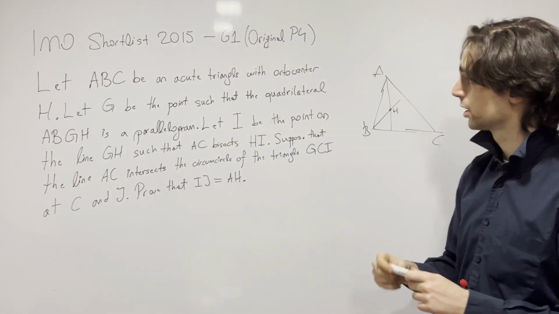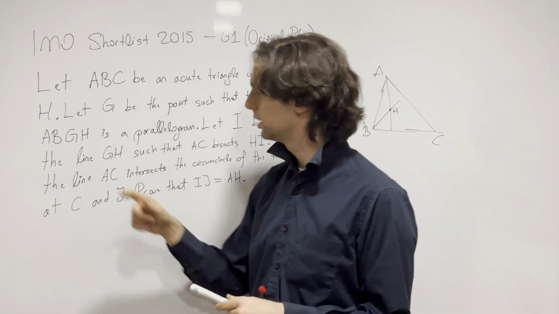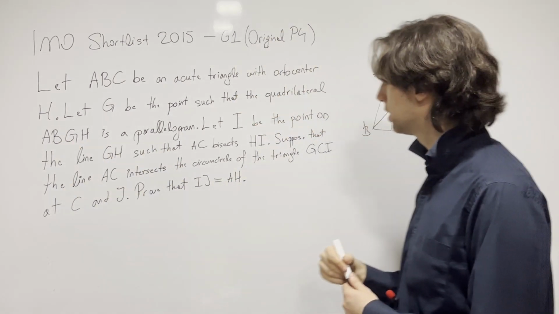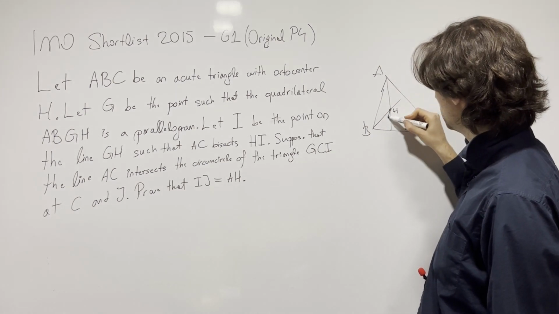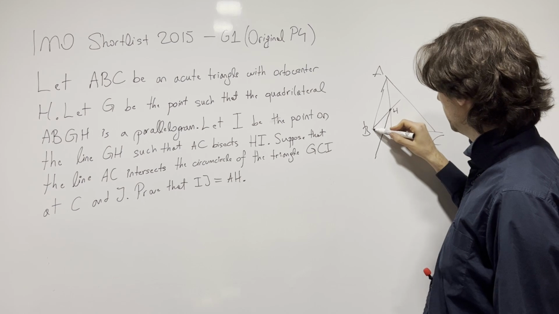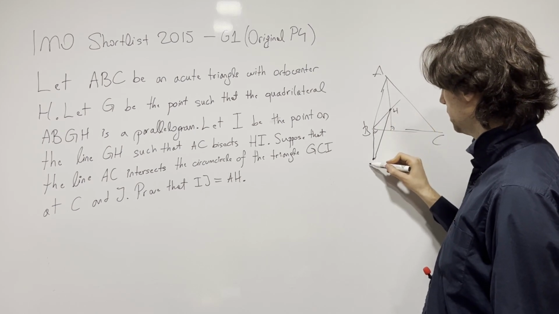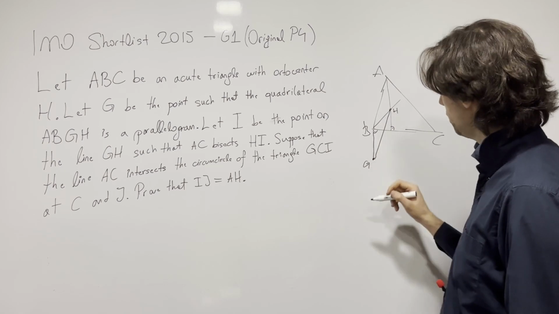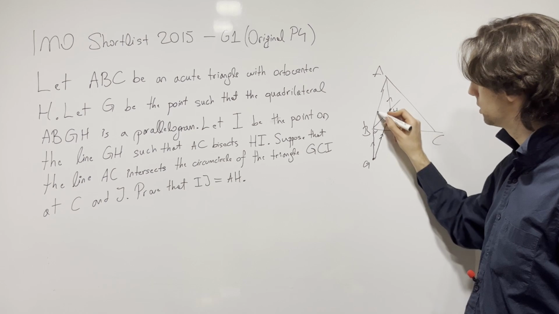What else do we need? So let G be the point such that the quadrilateral ABGH, so AB and GH need to be parallel, and this needs to be perpendicular to this, so that ABGH is a parallelogram. Okay, so this is a parallelogram.